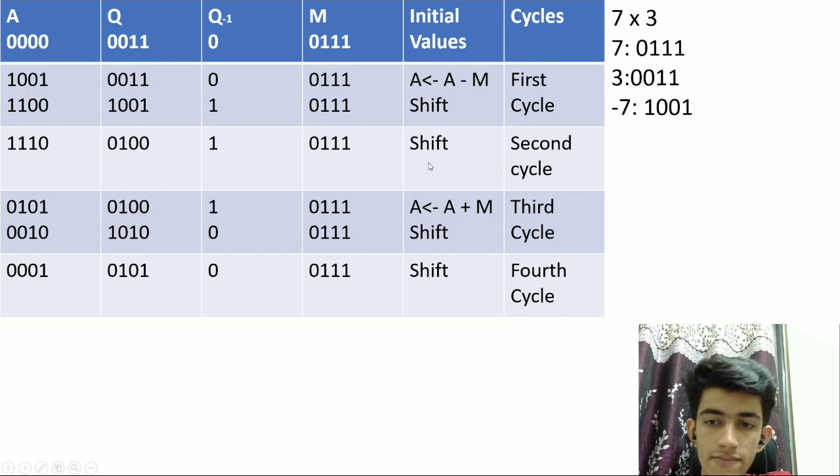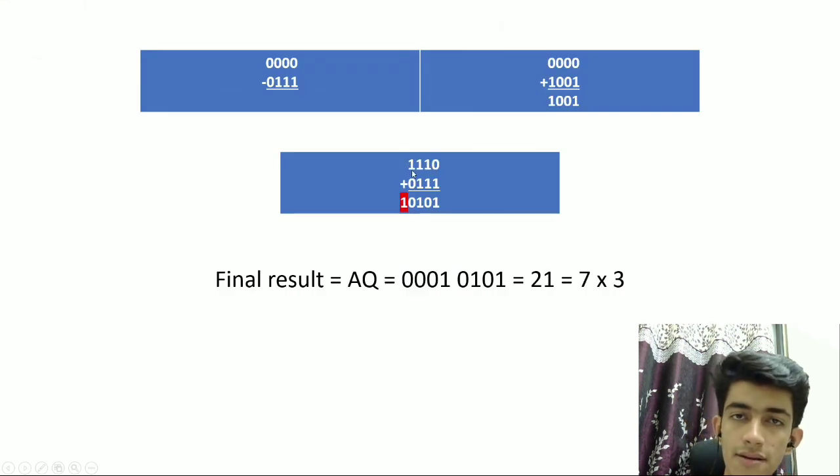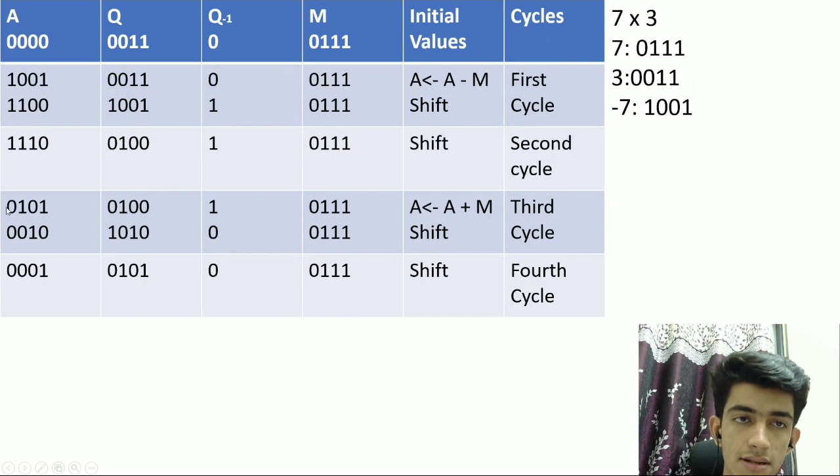So we have to add 0111 to register A, which contains 1110, and store it in register A. 0 plus 1 is 1, 1 plus 1 is 0 carry 1, 1 plus 1 plus the previous carry 1 equals 1 and carry 1, and 1 plus the previous carry 1 plus 0 equals 0 carry 1. Here the fifth bit is discarded, so our register A now contains 0101.